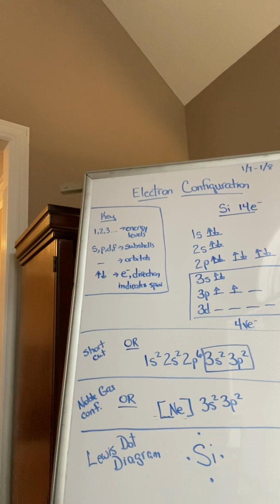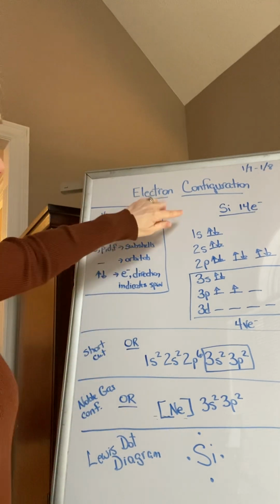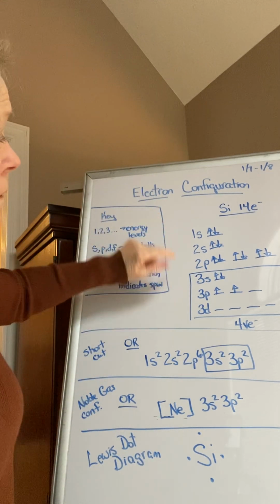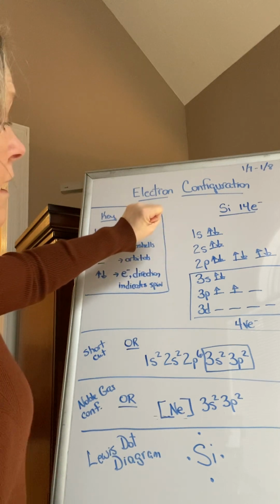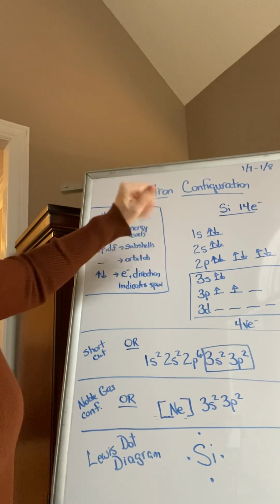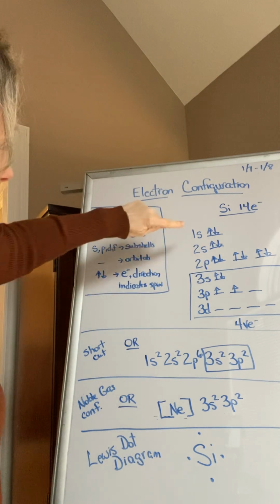If we want to do the electron configuration, there's 3 different ways that we can do it or show it. The first one, we're going to look at the long way. This gives you a little bit more information. It's more visual, and it shows you orbitals and it shows you spin. So this is a really great way to understand what we're doing here.